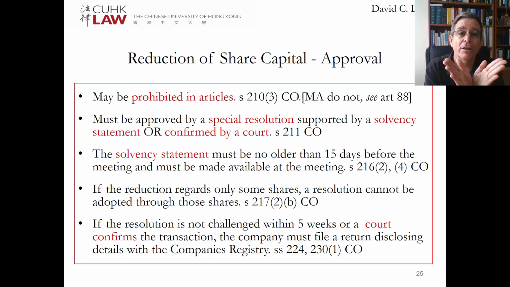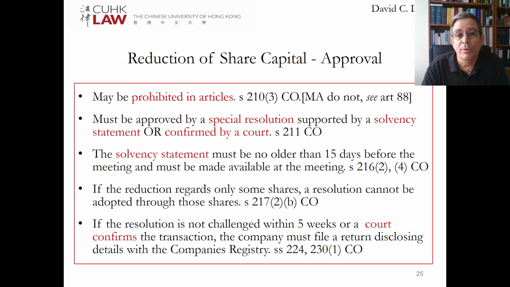And the other is to go directly to the court and ask the court to assess whether a reduction in share capital is possible. The solvency statement used in seeking a special resolution must be no older than 15 days before the meeting and be made available for inspection at the meeting. And if the reduction regards only some shares, the resolution cannot be adopted only by action of those shares.